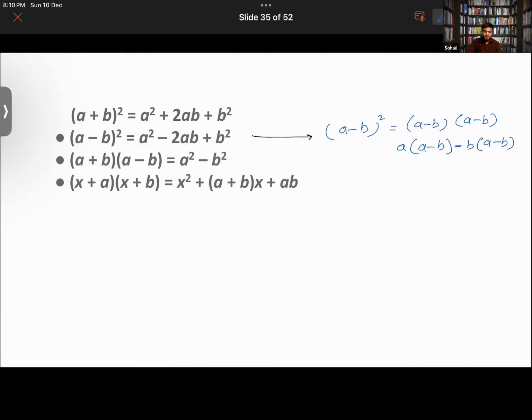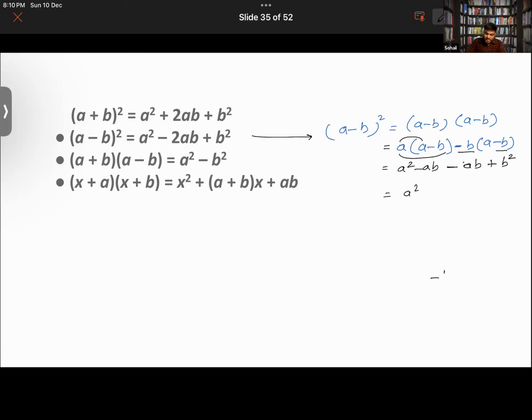So this will be, guys, A square minus AB. Right? A into minus B. Then minus B into A. So minus BA, or I can write minus AB, for the sake of convenience. Right? And then minus B into minus B, plus B square. Minus minus becomes plus. So thereby that is plus B square. Is that clear to everyone?